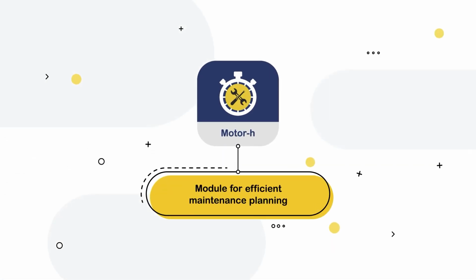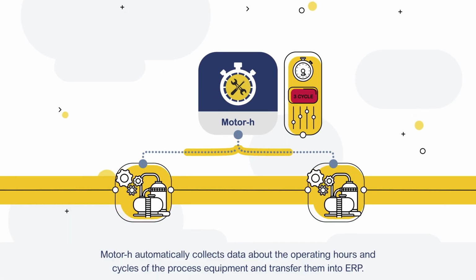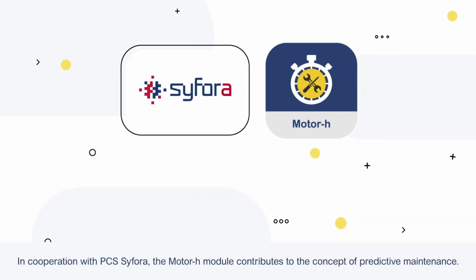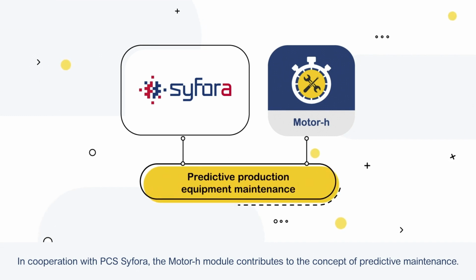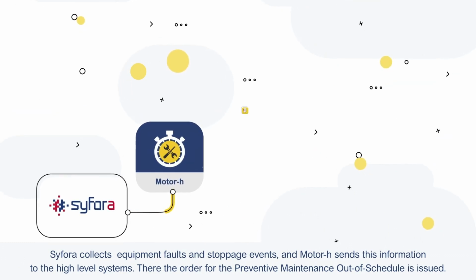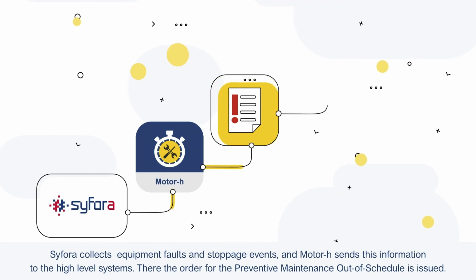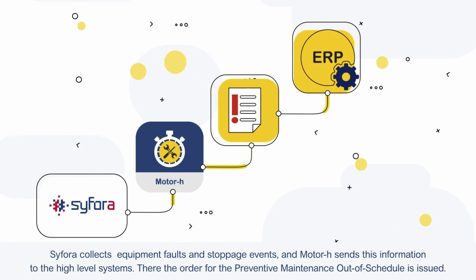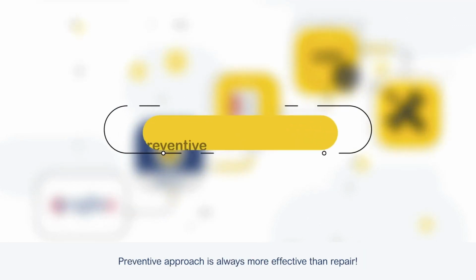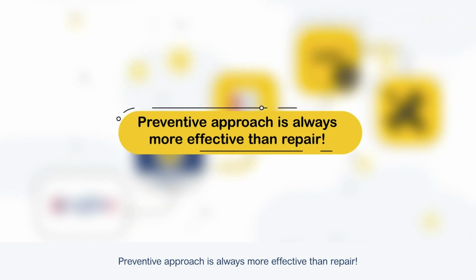Motor H is the module for efficient maintenance planning. Motor H automatically collects data about the operating hours and cycles of the process equipment and transfers them to the ERP. In cooperation with PCS Sephora, the Motor H module contributes to the concept of predictive maintenance. Sephora collects equipment faults and stoppage events, and Motor H sends this information to the high-level systems. There, the order of the preventative maintenance out of schedule is issued. Preventative approach is always more effective than repair.